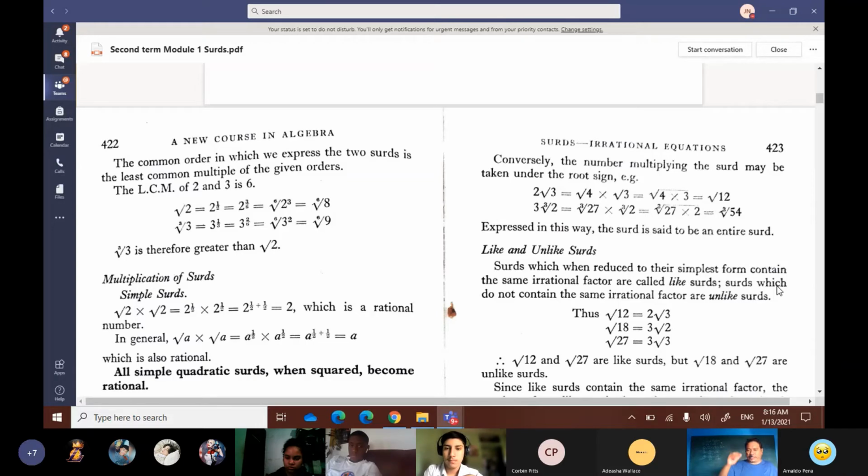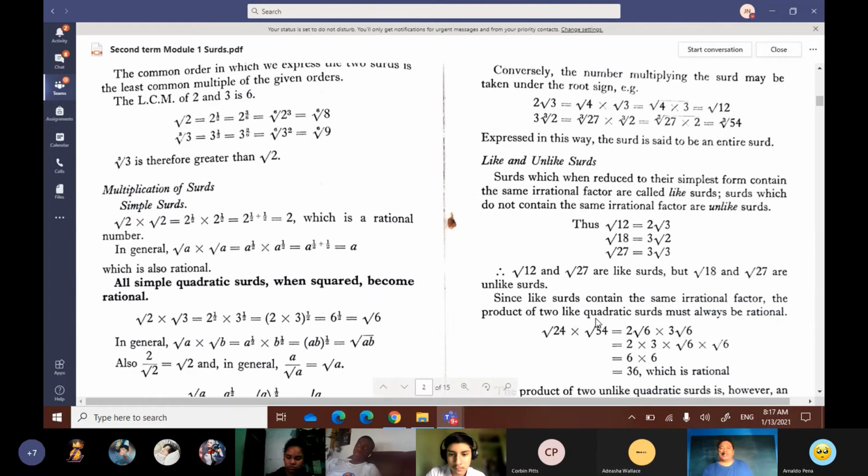So the square root of 12 is like saying 2 root 3. The root of 18 is like saying 3 root 2. And the root of 27 is like saying 3 root 3. Therefore, the root of 12 and the root of 27 are like surds because they end up with a root of 3 at the end of it. But the root of 18 and the root of 27 are unlike surds.